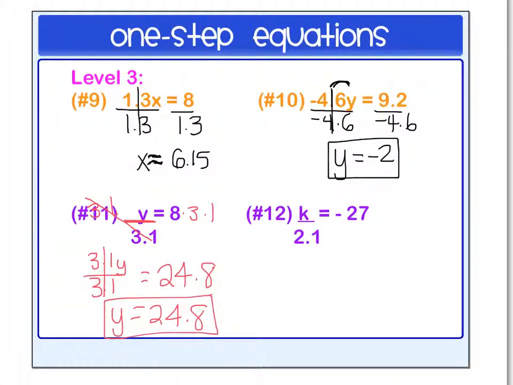On number 12, k is connected to our 2.1 by division, so we're going to undo that by multiplying both sides by 2.1. In this case, we'd get 2.1k over 2.1, which the 2.1s cancel off because they're 1, and we get k equals, we're doing 27 times 2.1, and that gives us negative 56.7.